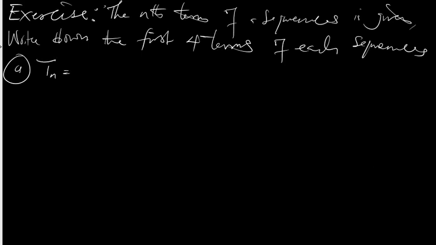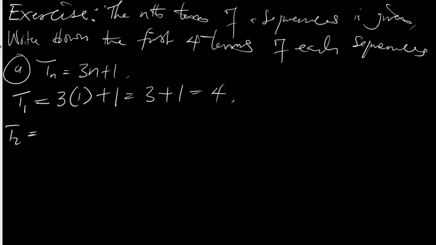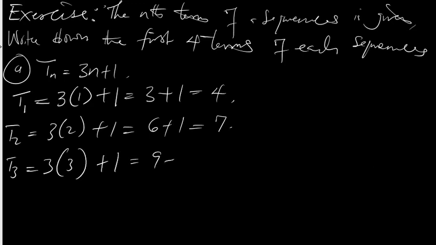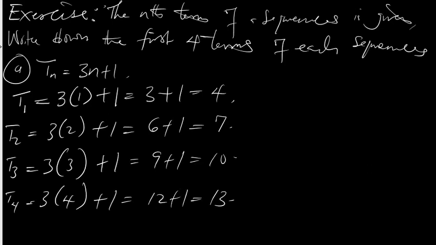Now, for the first one, A, the nth term was 3n plus 1. We are asked to find the first four terms. The first term is equal to 3 times 1 plus 1, which is 3 plus 1, which is 4. The second term is equal to 3 times 2 plus 1, which is 6 plus 1, which is 7. The third term is equal to 3 times 3 plus 1, which is 9 plus 1, which is 10. Then the fourth term is equal to 3 times 4 plus 1, which is 12 plus 1, which is 13. So that is for this. Now let's look at another problem.